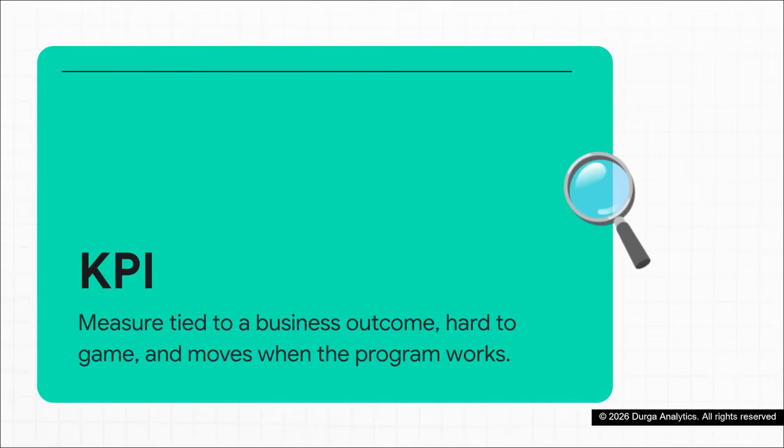Okay, so by definition, a key performance indicator, or KPI, is a measure that tells you whether your program is actually achieving a business outcome. A good KPI has to be tied to a business result, it must be really hard to game, and it should only move when the program actually works. On the flip side, you've got vanity metrics. Take something like number of policies written. That number goes up whether or not your data quality actually improves at all. It's just an illusion of progress.